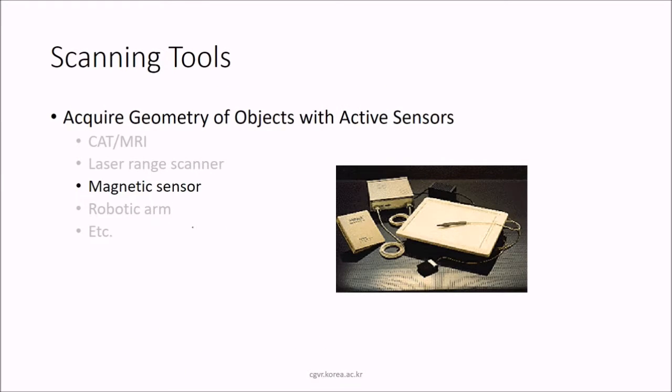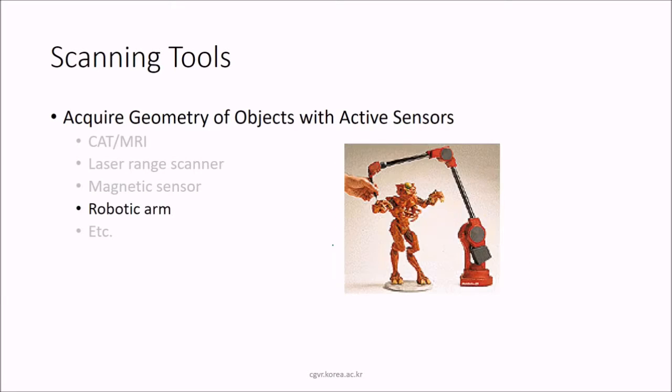Then comes the magnetic sensor. This is the magnetic sensor. As you can see, this is the stylus, and you can use these scanning tools like digitizers, etc., to acquire the geometry of objects with active sensors. Then the robotic arm, you can use this. It acquires, again, the geometry of objects with active sensors.